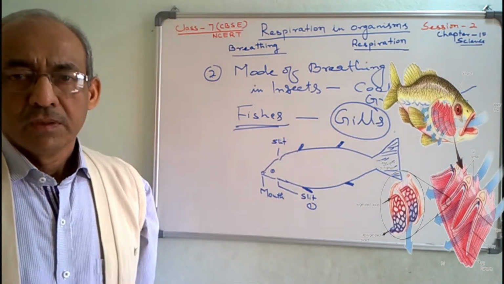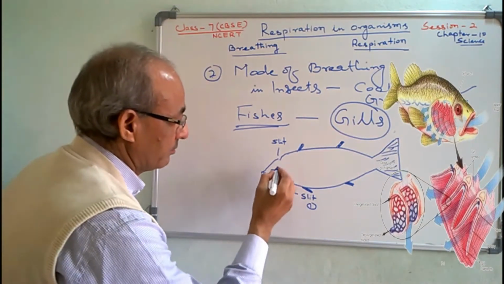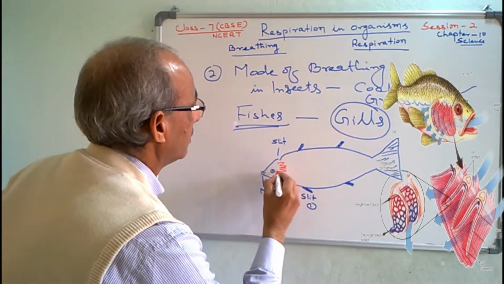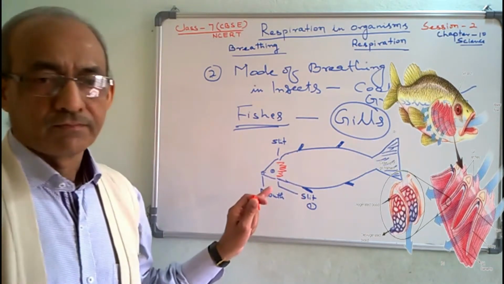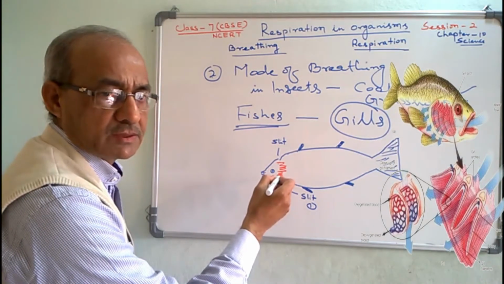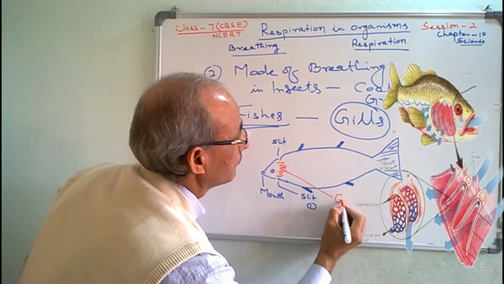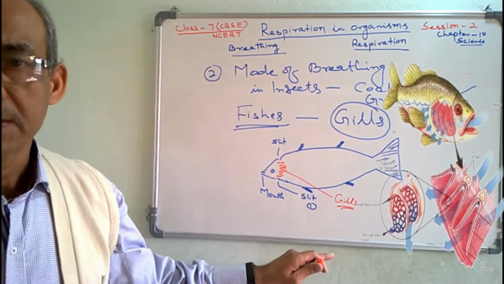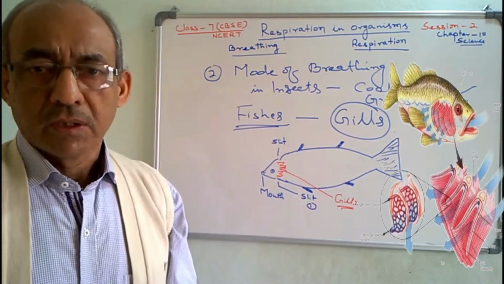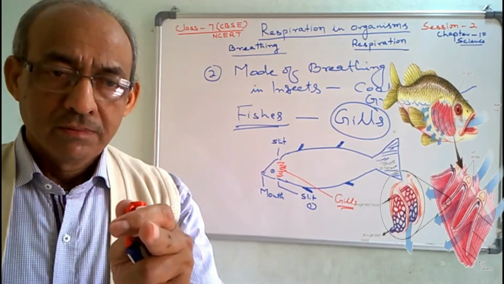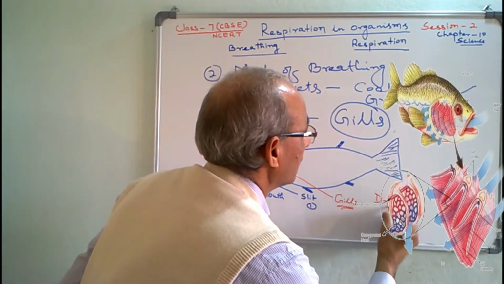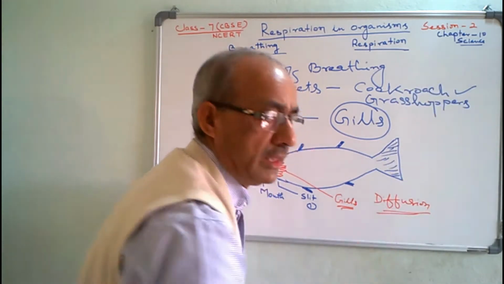Inside the slits, reddish filamentous structures are found here. I am drawing it in red. See here, filamentous structures are found inside the slits. These reddish filamentous structures are called gills. What are they called? Gills. Gills are the special structures found in fishes for respiration, for inhaling the oxygen by the process of diffusion. Again, you remember, here also in the case of fishes, diffusion is the process for inhaling the oxygen.